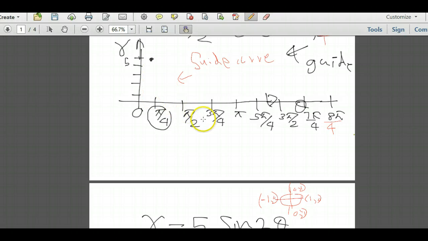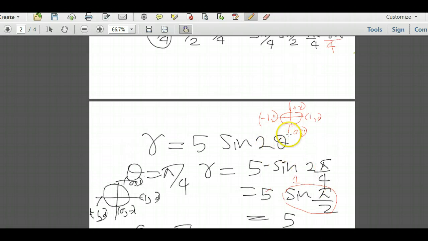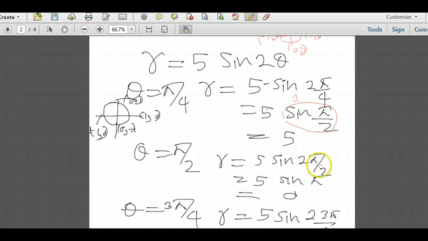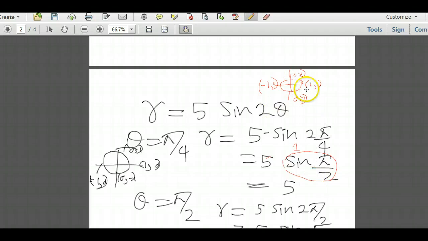Then we go to pi over 2. Instead of theta you put pi over 2, and you get 5 sine of 2 times pi over 2, so 5 sine pi, which is 0. Now how did you know that this is 1 and 0? If you are nervous about them, you can draw the unit circle. The nice thing about the unit circle here is that you only need the 4 corner points. See the 4 corner points? 1, 0; 0, 1; negative 1, 0; and 0, negative 1. You only need these 4.